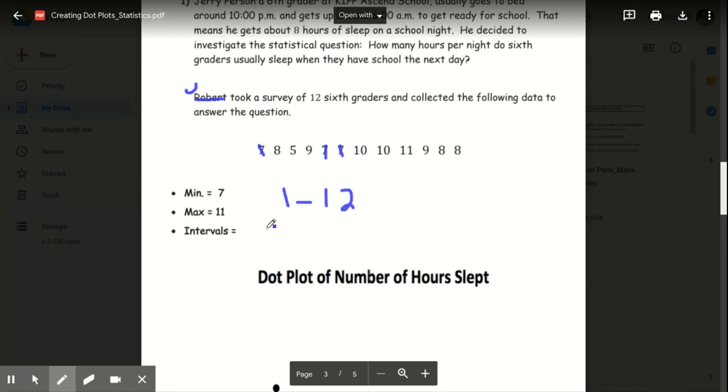Or I can say, how about I start at 5 hours of sleep, and I go all the way up to maybe 12 hours of sleep. Since my minimum, actually, this is wrong. My minimum is not 7 here. My minimum should be 5. So this minimum right here should be 5. So I have a minimum of 5 and a max of 11. My maximum number was 11. So let's look at what I use here.